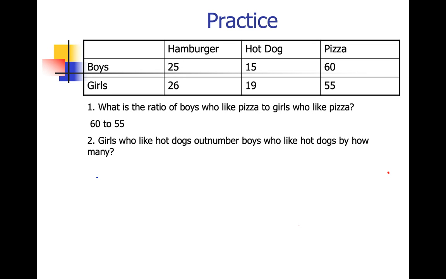What about the girls who like hot dogs outnumber boys who like hot dogs by how many? Remember, when we're talking about outnumbering, we're talking about the difference, right? You should be writing all these terms down that we're talking about. There shouldn't be a point where I mention a term and you go, what does that mean again? You should have it written down and you should be looking at it in your notes. So if I'm talking about differences, I know that 19 girls prefer hot dogs and 15 boys prefer hot dogs. So 19 minus 15 gives me 4.